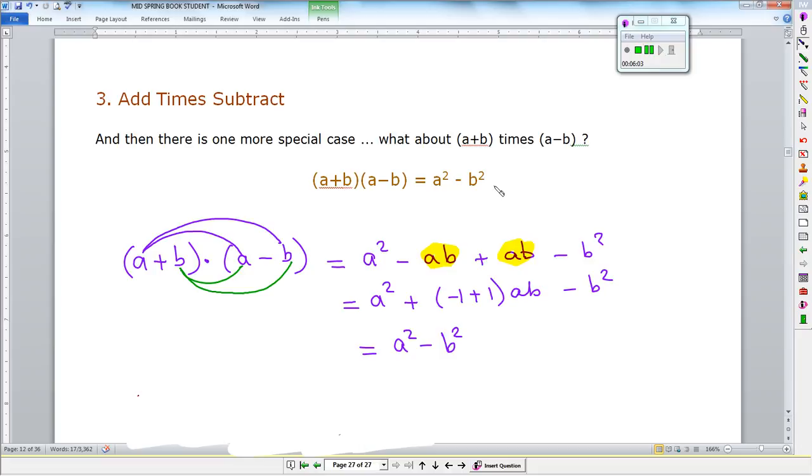So from now on, if we want to find the product of a sum and a difference of the same binomial, then the product will just equal the first term squared minus the second term squared. So this will be the end of this video.